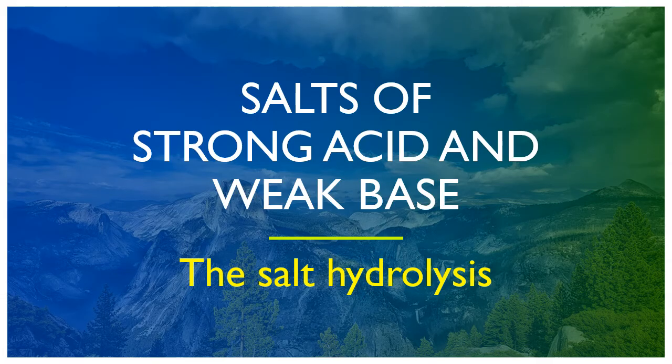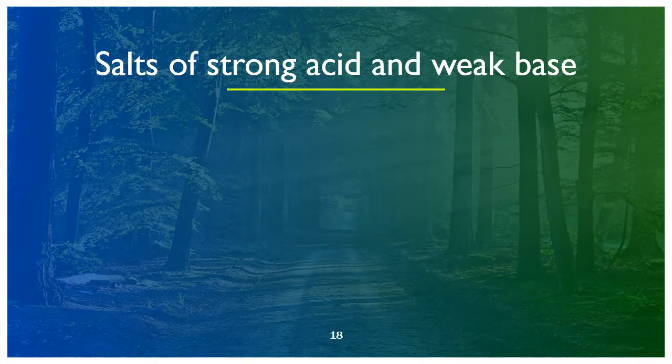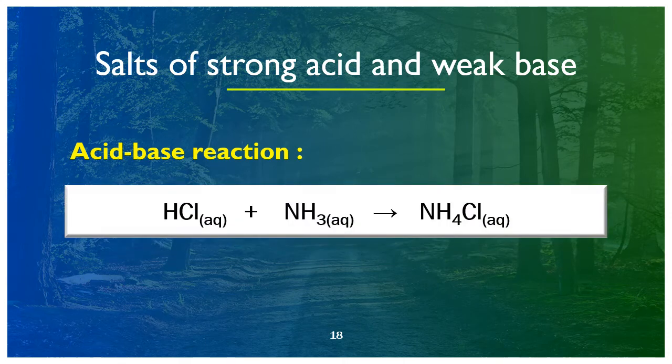Now, let's discuss the salt of a strong acid and a weak base. Here is an example of a strong acid and weak base reaction. The hydrogen chloride solution, which is a strong acid, reacts with a weak base, ammonia solution, to produce the salt ammonium chloride.